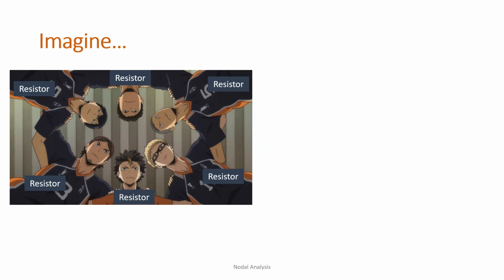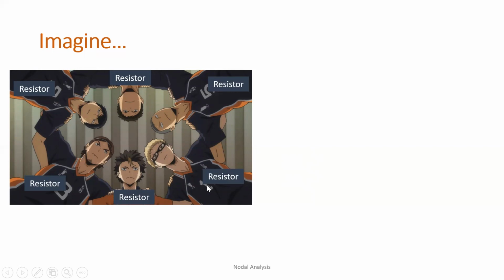Each resistor is connected to two other resistors, one on each side, right? One on each leg or arm. In this case, arm. So, 1, 2. Example, Kageyama has Daichi and Asahi. Then Daichi has Kageyama and Tanaka. Then Tanaka has Daichi and Chuki. Chuki has Tanaka and Nishinoya. And then Nishinoya has Asahi and Chuki. So, every resistor has two components attached to it, one on each side.